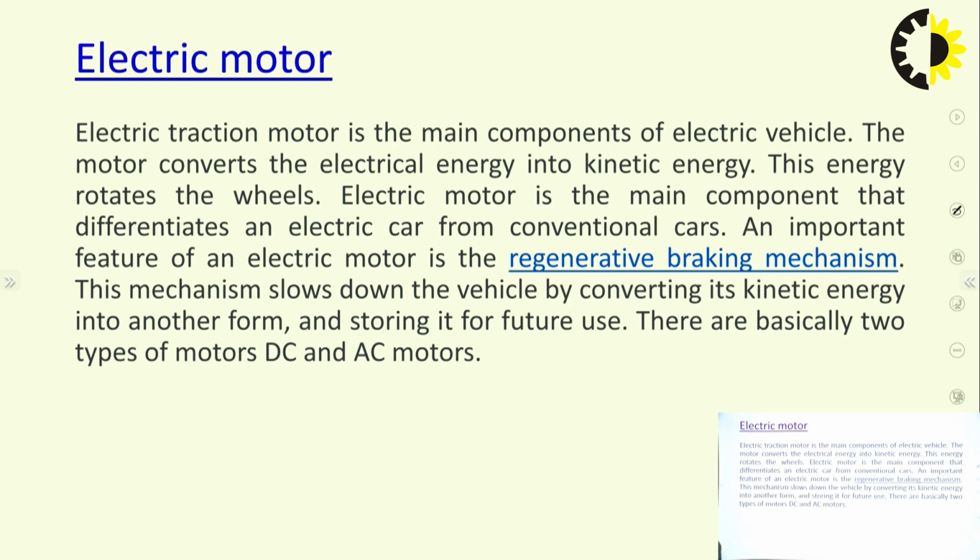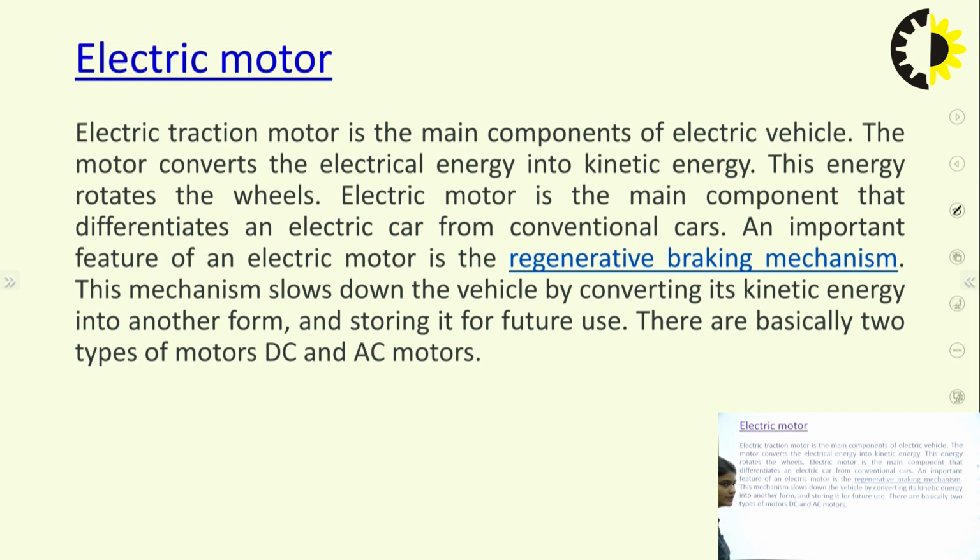So the electric traction motor is the main component of the electric vehicle, as you have seen in the previous slides. The motor converts the electric energy into kinetic energy. This energy rotates the wheels, and the electric motor is the main component that differentiates an electric car from a conventional car, right? So a feature of the electric motor is that it should have a regenerative braking mechanism, right?